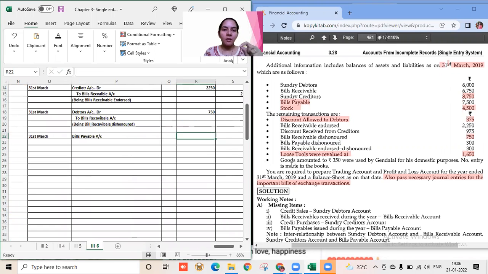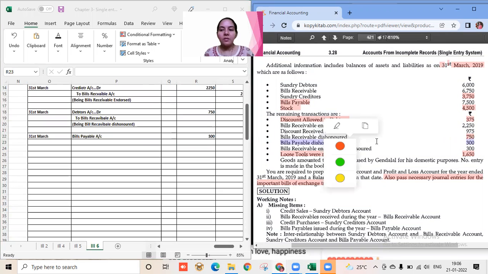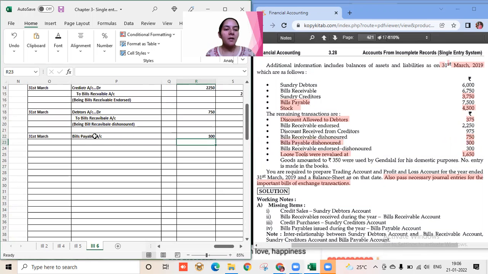So to reduce the balance of bills payable, debit bills payable. So bills payable account will be debited with rupees 300. This is the adjustment. Okay, bills payable dishonor. Next one, rupees 300. So bills payable balance will be reduced by debiting that liability. Second, bring that creditor into the shoes of creditor.